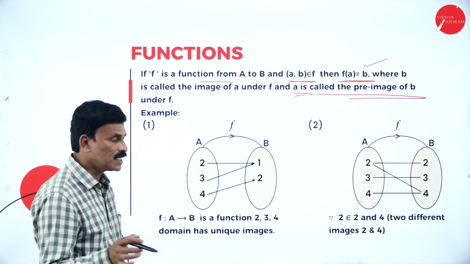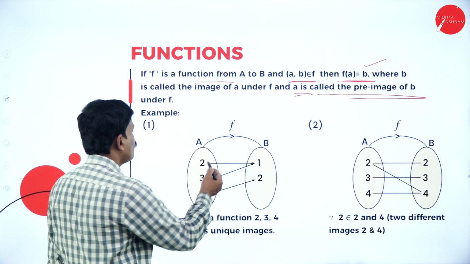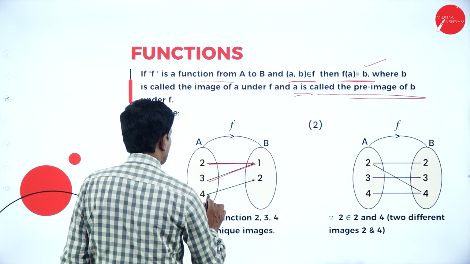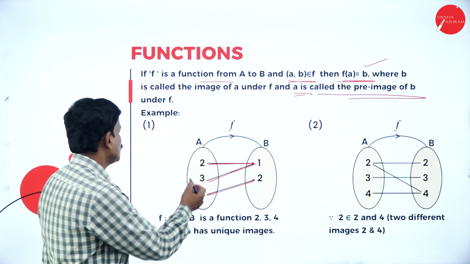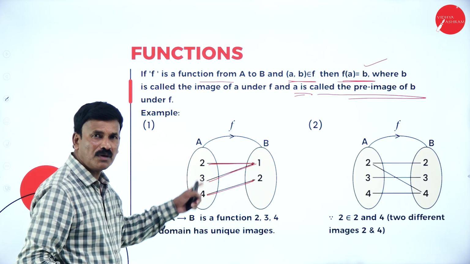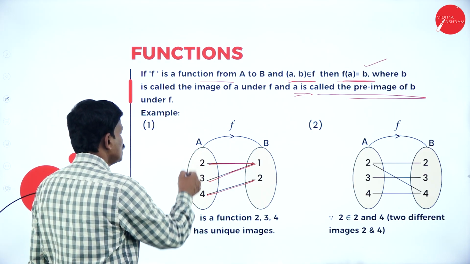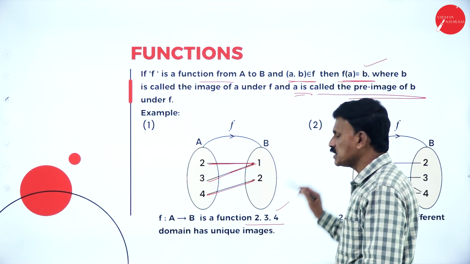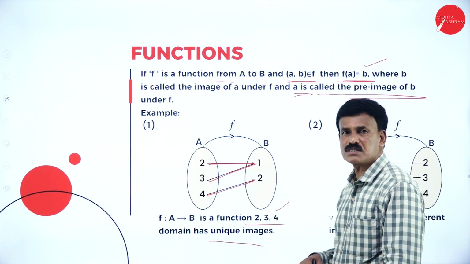Let us take an example. If A is equal to {2, 3, 4} and B is equal to {1, 2}, the mapping f from A to B is given as 2 to 1, 3 to 1 and 4 to 2. So here f from A to B is a function, and this set {2, 3, 4} is called the domain. The set A is called the domain and B is called the codomain. The elements 2, 3 and 4 of the domain have unique images 1 and 2.